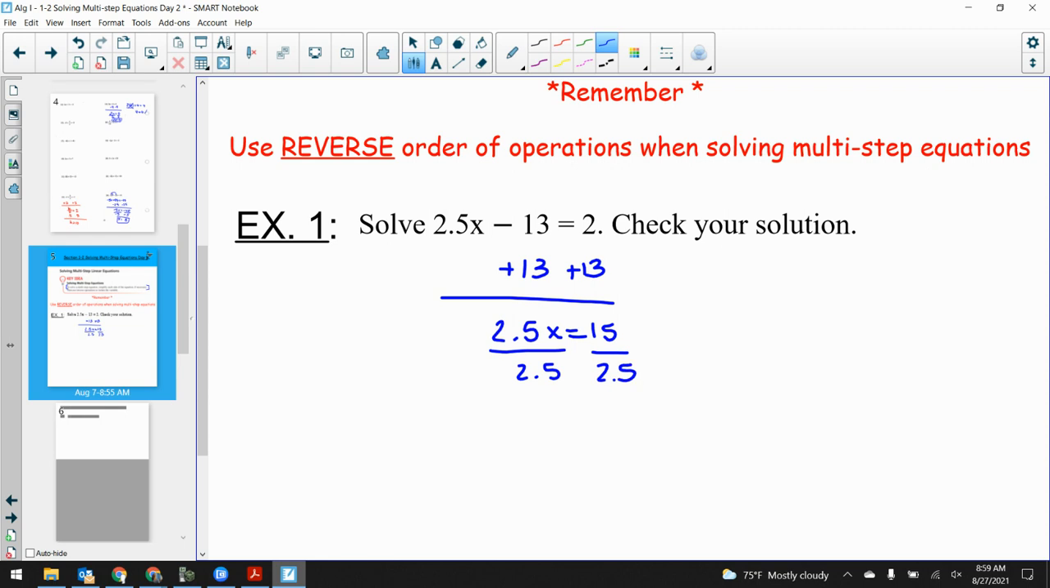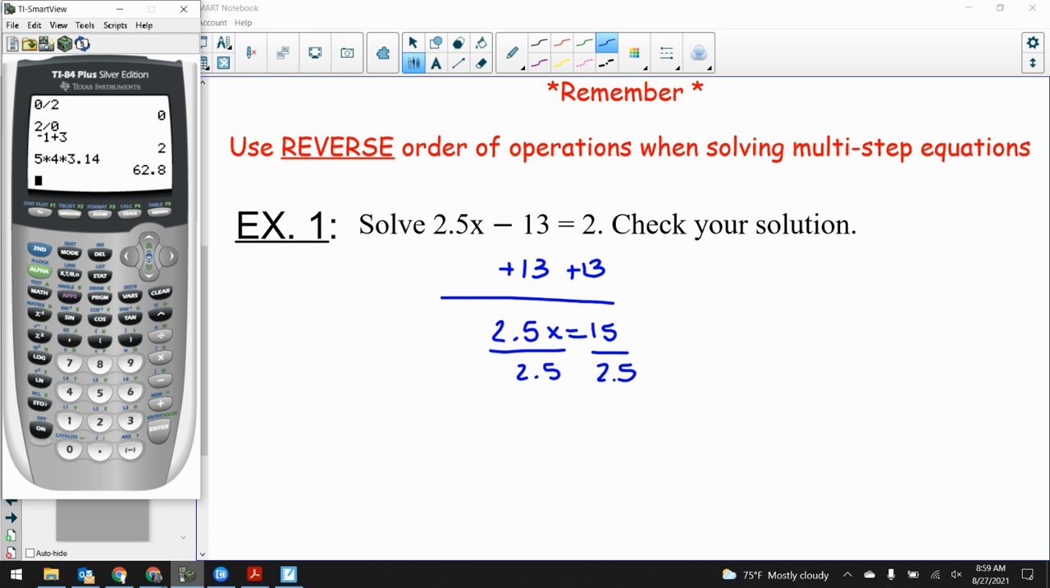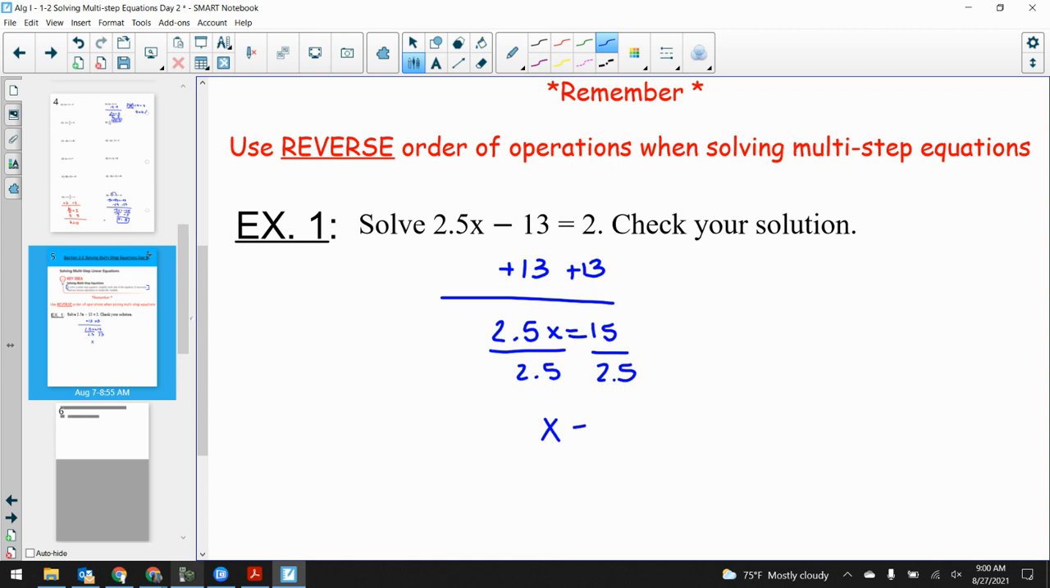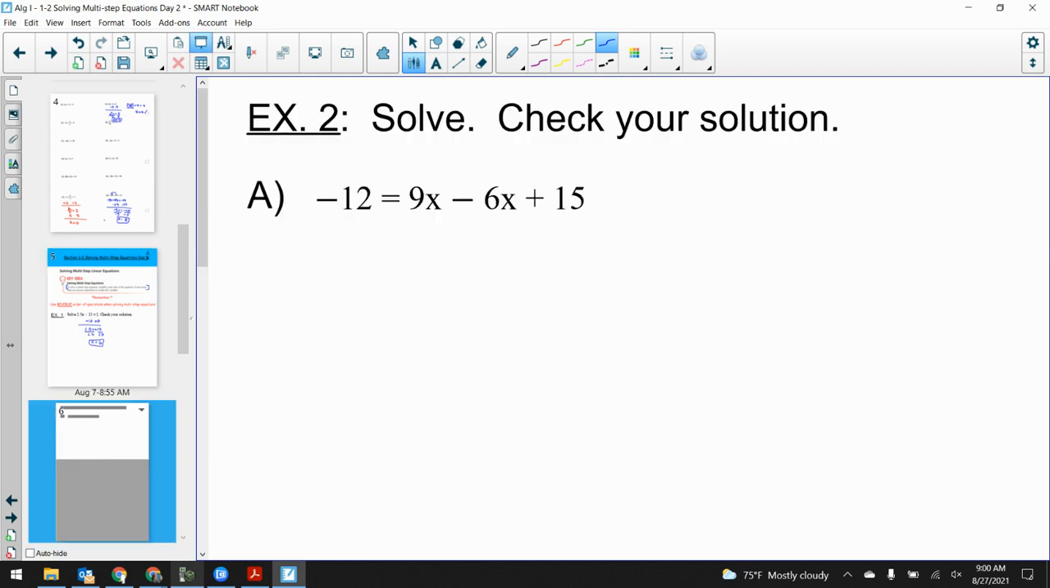Again, show the work vertically. I was just checking that book work. For some of you who weren't showing a lot of work, I get it. They were one-step problems. It's not that bad. But on tonight's homework, if you don't have 4 or 5 lines of work, then it's not acceptable. You need to show the work. So now we have 15 divided by 2.5. That gets me 6. X is 6. Can I still check my answer? Yeah, plug it in. 2.5 times 6 minus 13. 2.5 times 6 is 15. Minus 13 is 2.